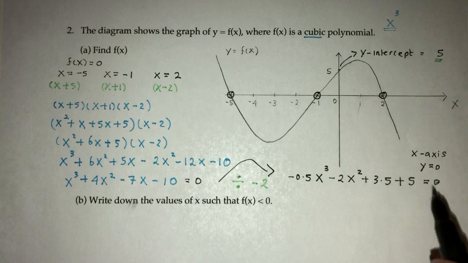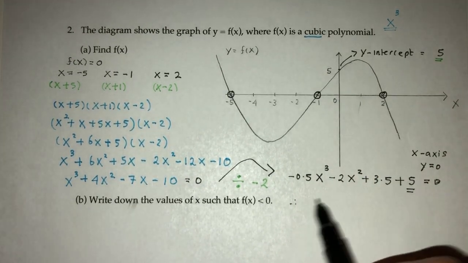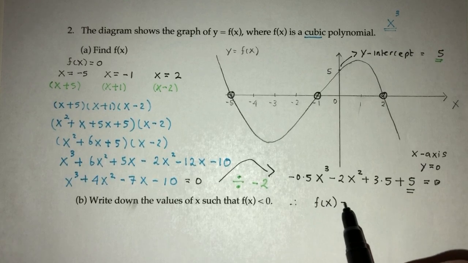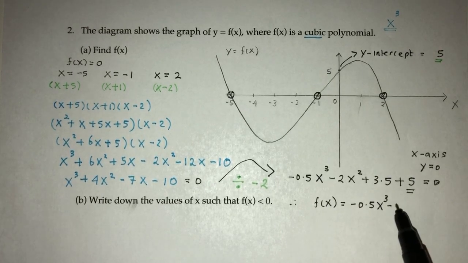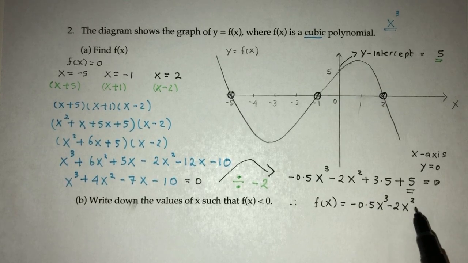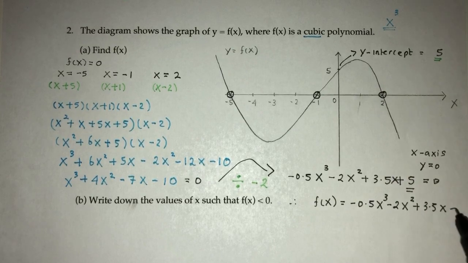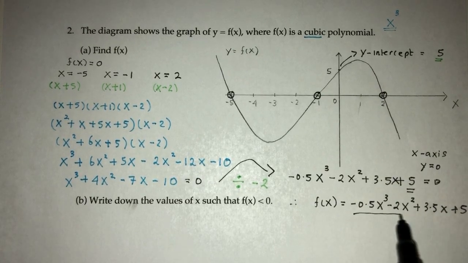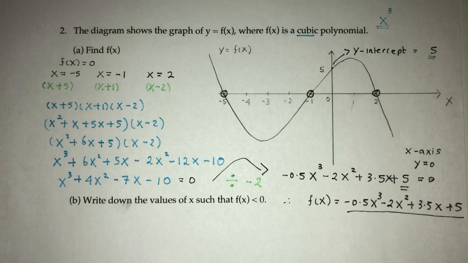So now you confirm this is plus 5 and this is plus 5. So f of x will be minus 0.5 x cubed minus 2x squared plus 3.5x and plus 5. That is your f of x for this graph. Okay, that is part 1.